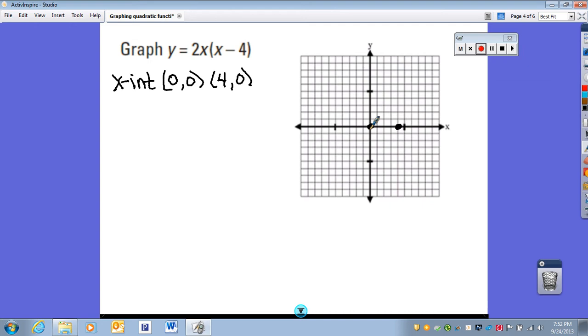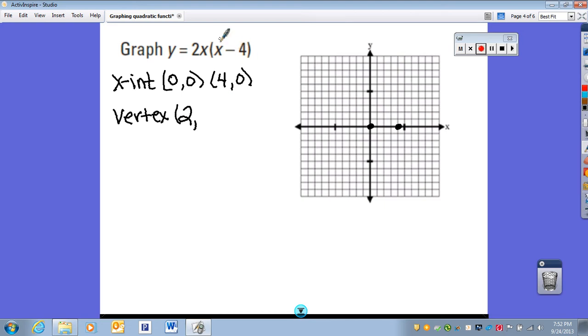Again, to find the x part of our vertex, we could count to find the middle, or we can simply add them together and divide by 2 to find the center of our intercepts, which is the x-coordinate of our vertex. 0 plus 4 is 4, divided by 2 is 2. The x value of my vertex is going to be at 2.